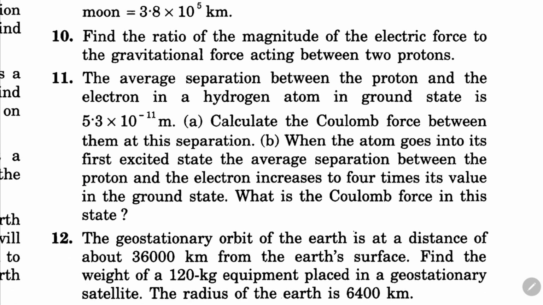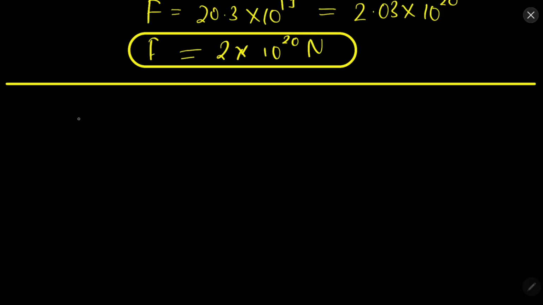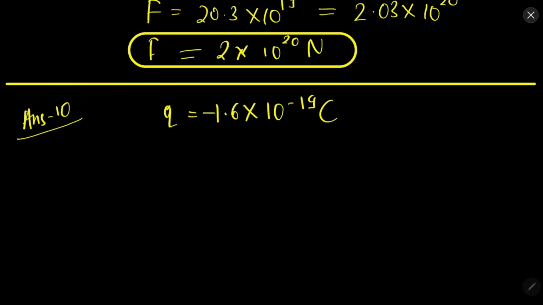Now question 10, we have to find the ratio of magnitude of electric force to gravitational force between two protons. So for two protons we have to find gravity and electric. So this is 10th question. The charge on proton is 1.6 into 10 to the power minus 19 coulomb. This is positive value, okay, remember.